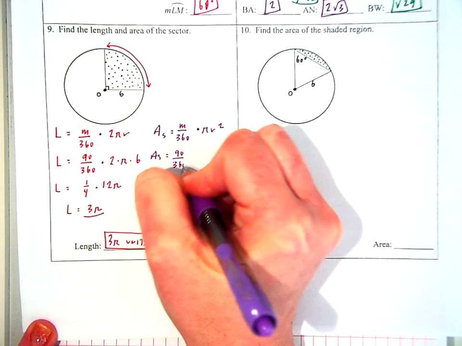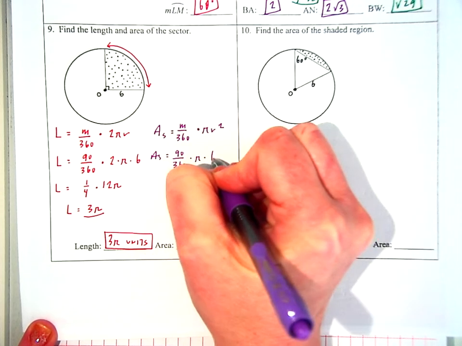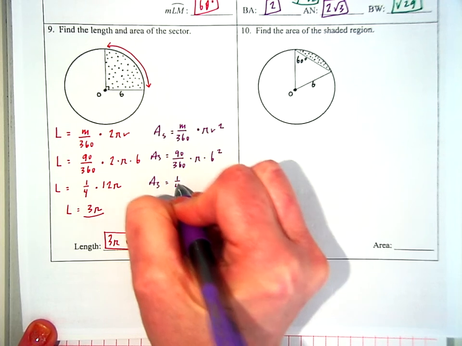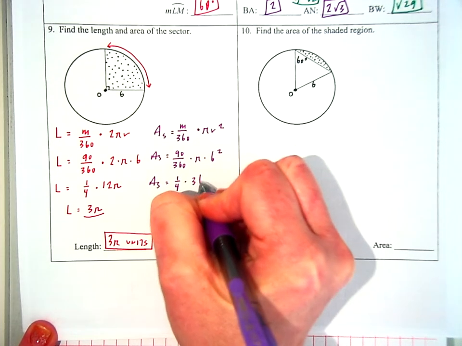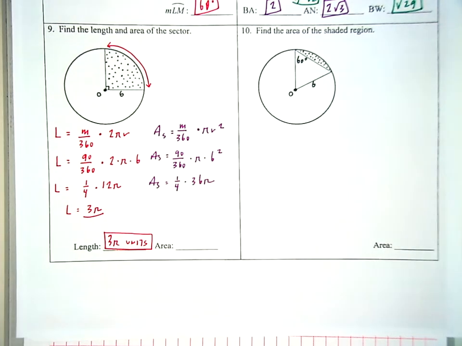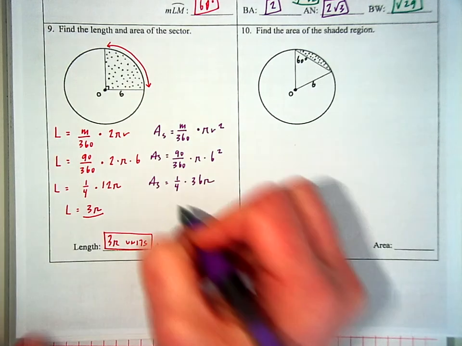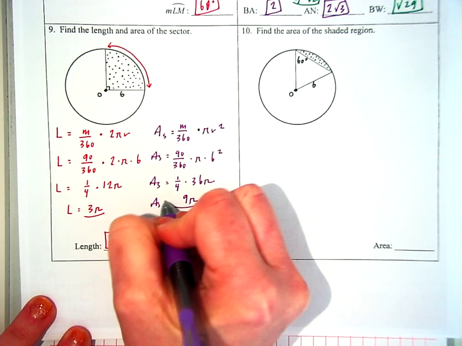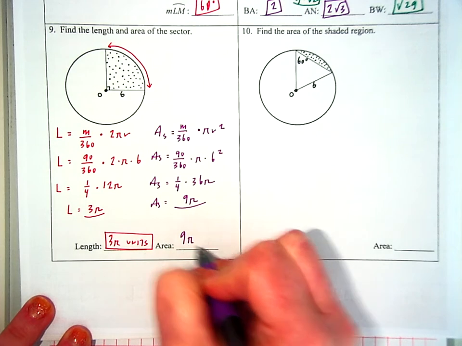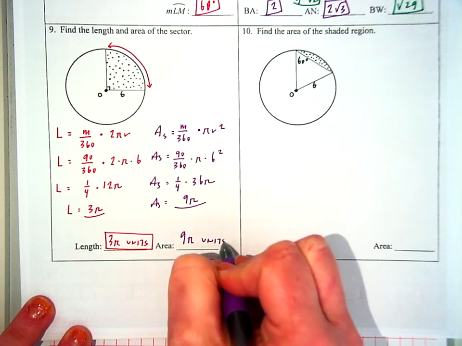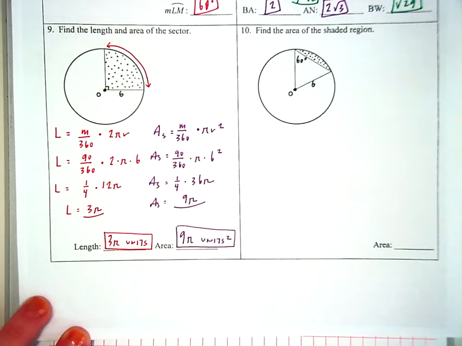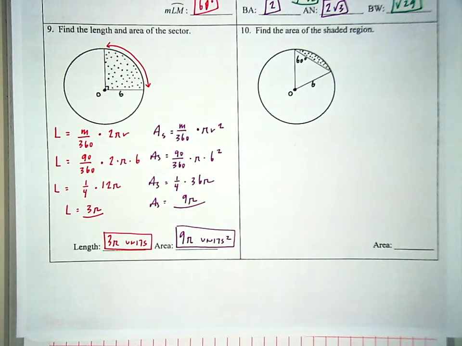So the area of my sector will be 90 to 360 times pi times 6 squared. So I'm looking at 1/4 of 36 pi. So 36 divided by 4 gets me 9. So 9 pi, whatever my units are, squared.